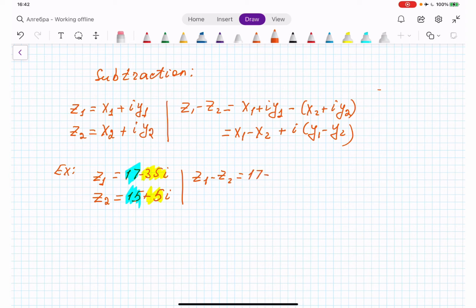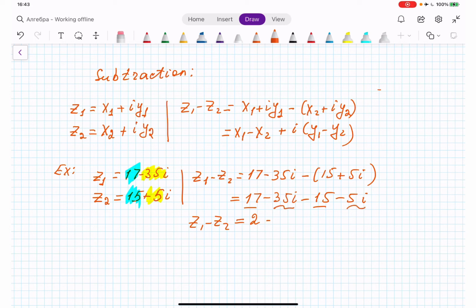17 minus 35i minus, it's going to be the (15 plus 5i), right? From here, we have 17 minus 35i minus 15 minus 5i. So, like terms, 17 minus 15, it's going to be equal to z1 minus z2. And negative 35i and negative 5i, it's going to be minus 40i. And this is our answer.